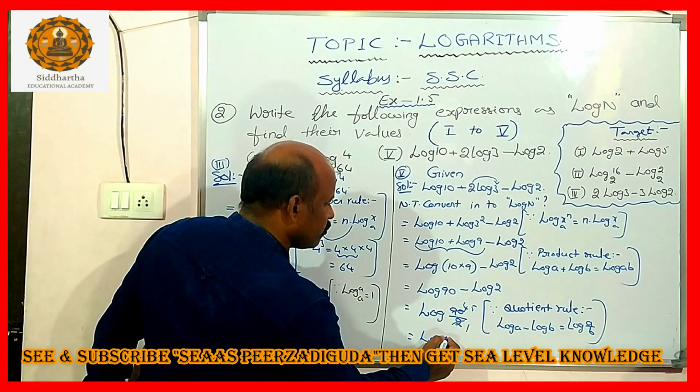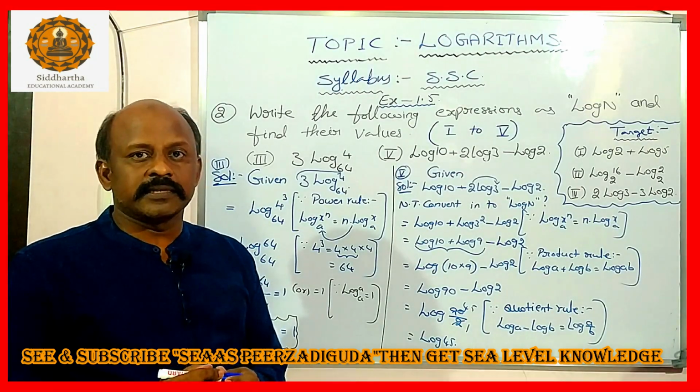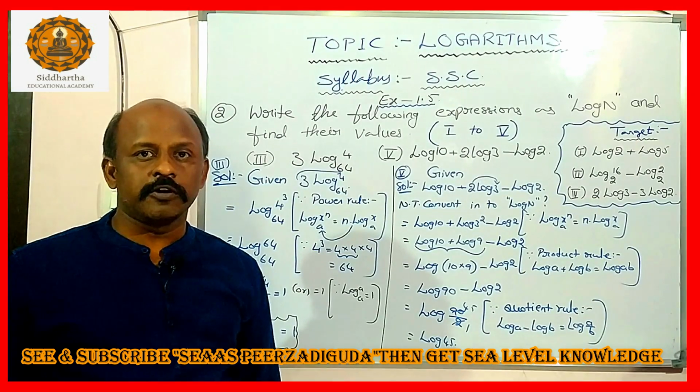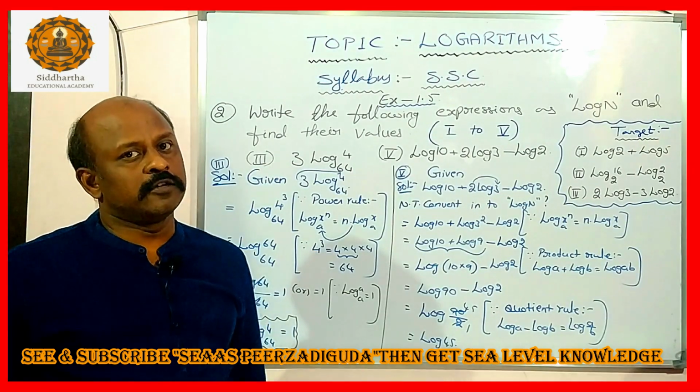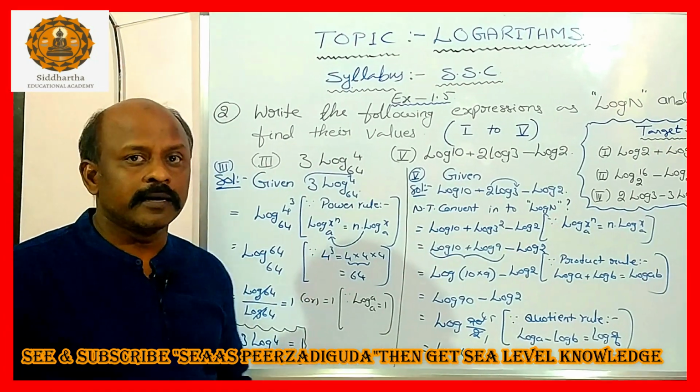So if you write log 45, that is the answer, and also here it says find their values. If you keep it like this also, you can get the marks. Otherwise you have to follow the logarithmic table. Okay, thank you.